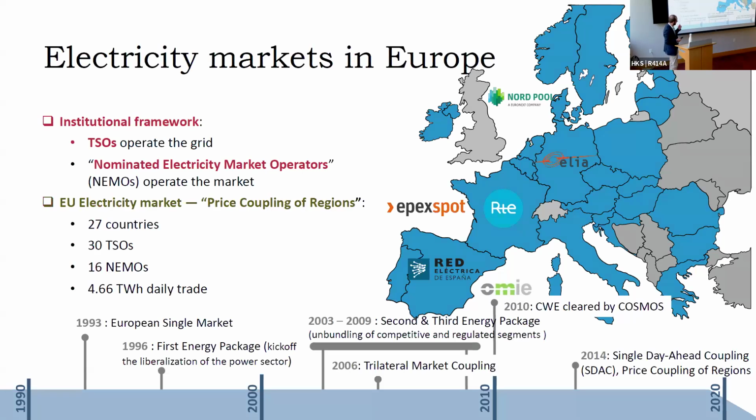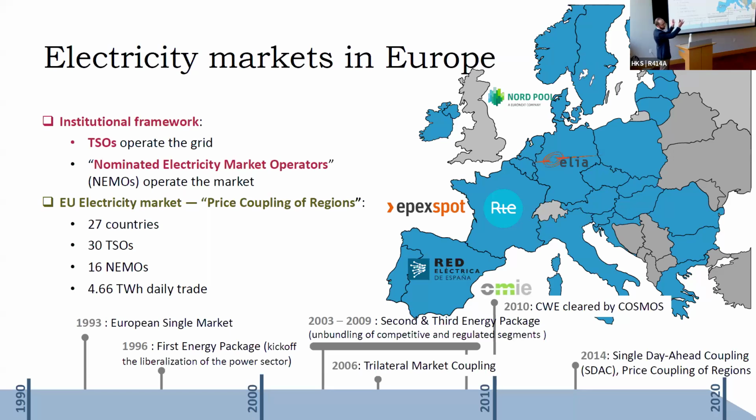And to give you maybe some hints about the history of this market, one date to remember is 2006. That was the trilateral market coupling, which was a market between France, Belgium, and the Netherlands. Then this market was extended to Germany in 2010 to cover the entire Central Western European region. And then that market was merged with a market that already existed in the Nordics and also extended to some Mediterranean countries in 2014 under the name Price Coupling of Regions. That is still the market that exists today and that kept extending during the last decade, such that today it covers all these countries colored in blue. So in total, there are 27 countries, 30 TSOs, 16 NEMOs, and I don't know how many languages.